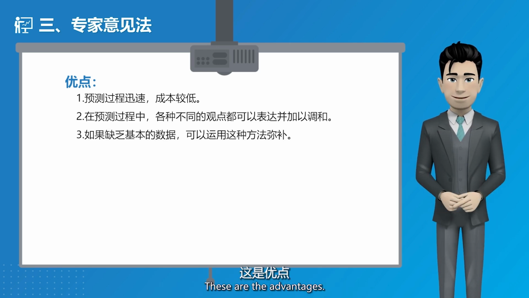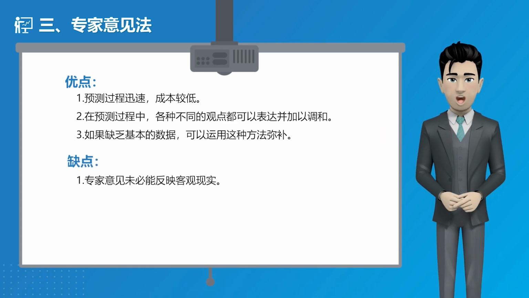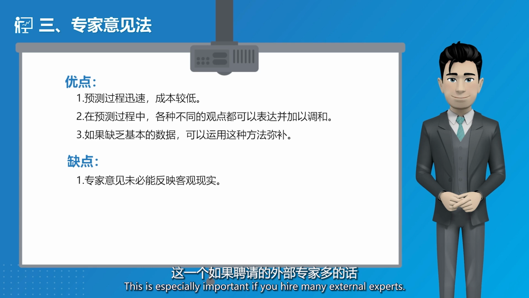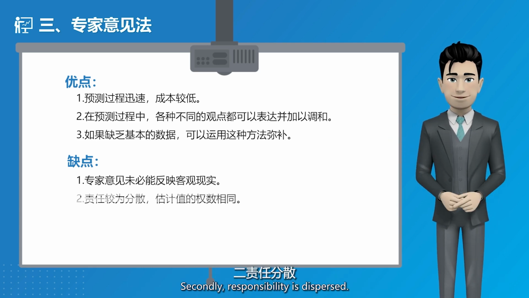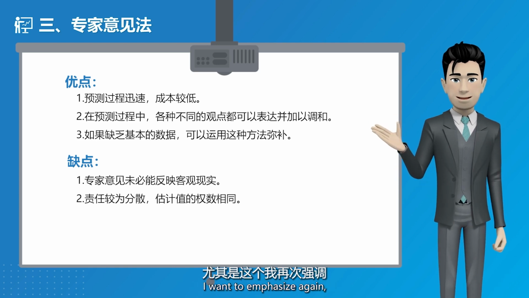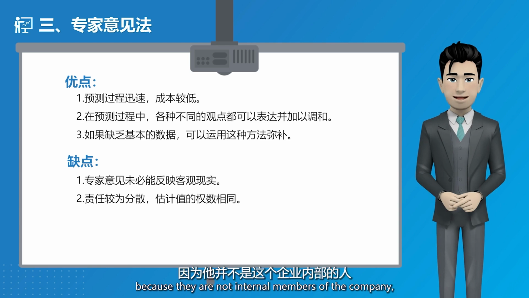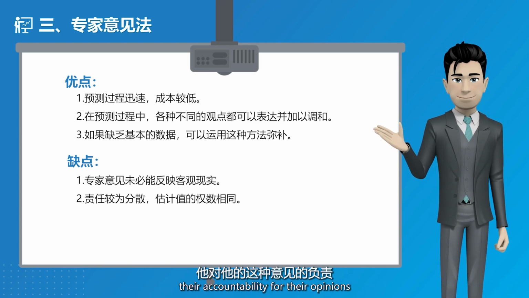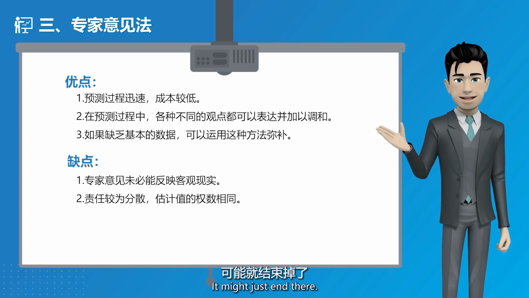These are the advantages. The disadvantages, as mentioned before, are that expert opinions may not reflect objective reality. This is especially important if you hire many external experts. Particularly pay attention to this aspect. Secondly, responsibility is dispersed. I want to emphasize again, especially if there are too many external experts, because they are not internal members of the company. Their accountability for their opinions may end once their consultation is over. It might just end there.